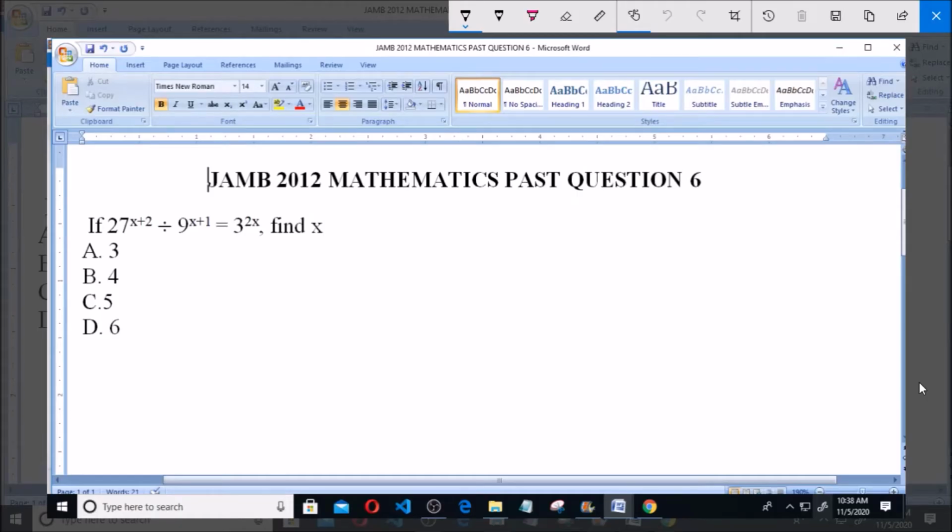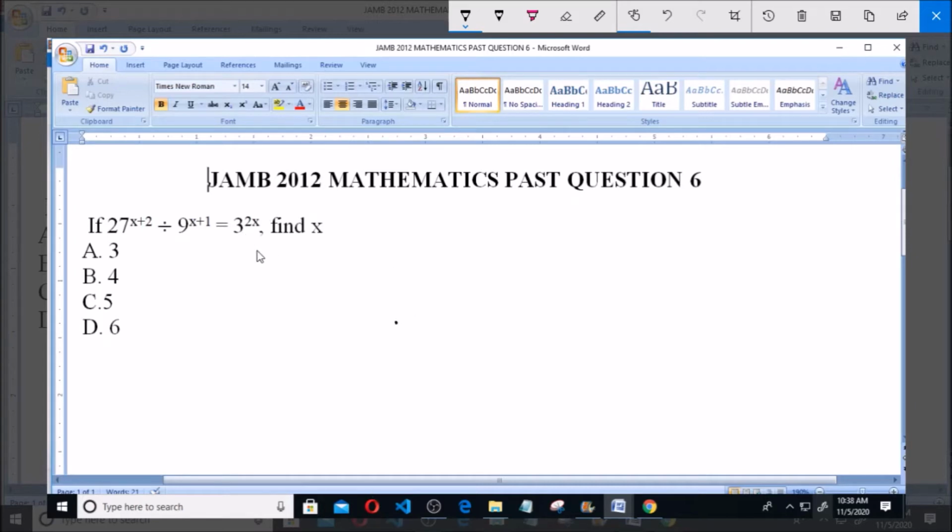I will be answering JAMB 2012 Mathematics Past Question 6. If 27 raised to the power of x plus 2 divided by 9 raised to the power of x plus 1 is equal to 3 raised to the power of 2x, find x. A 3, B 4, C 5 and D 6.